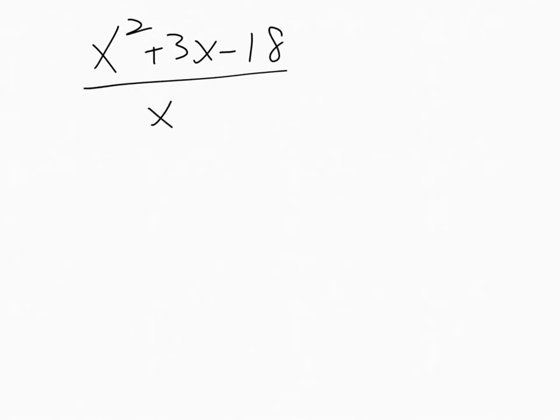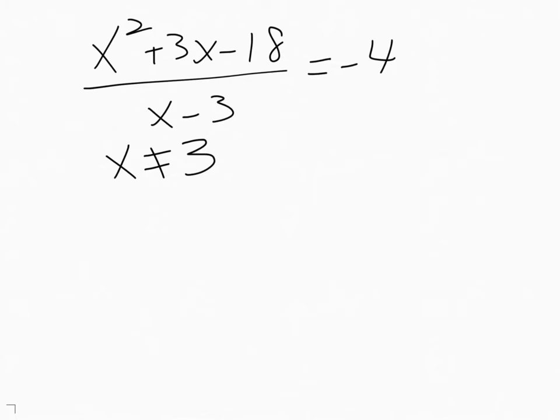Question number 8. We have x squared plus 3x minus 18 over x minus 3 equals negative 4. So what's the restriction for this one? Take a look at your denominator, x minus 3, set it equal to 0. That gives us x cannot be 3.